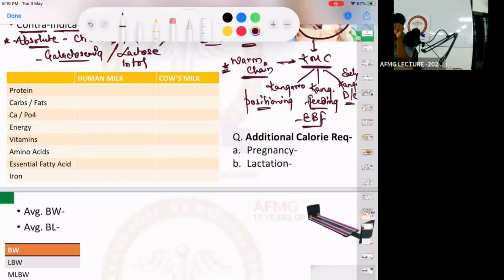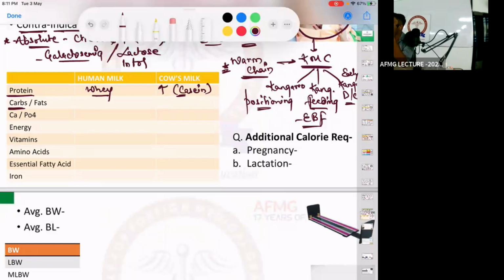No issues with this? Then talking about human milk and cow milk comparison. Proteins are high in amount in which? And which protein is high in cow milk? C for casein, C for cow milk. Which protein is high in human milk? Whey protein. Next, carbohydrates are high in?